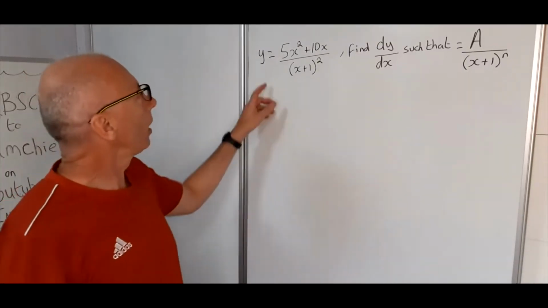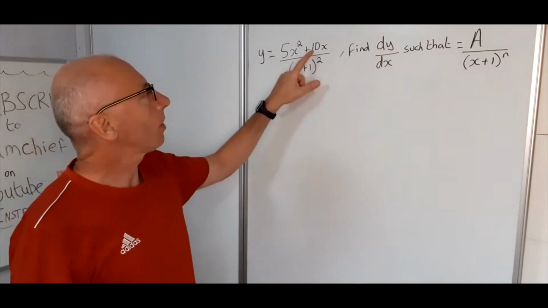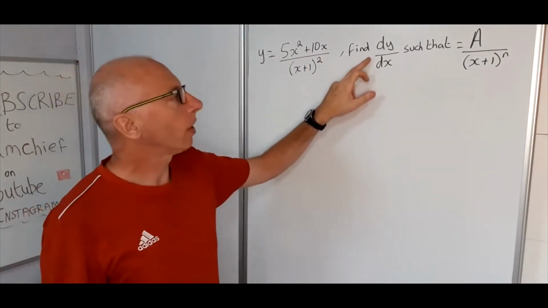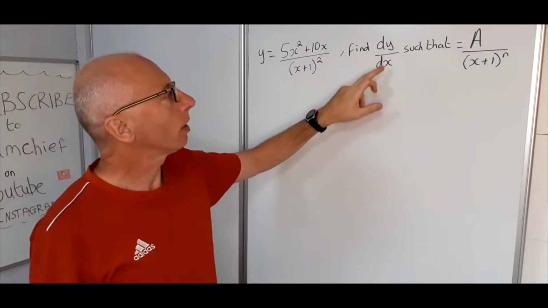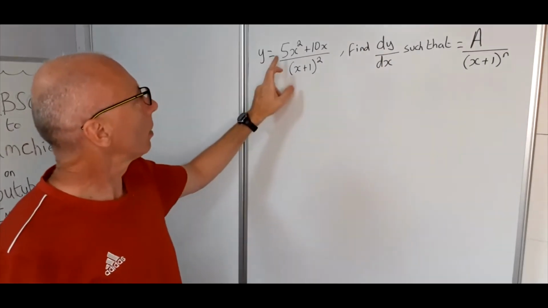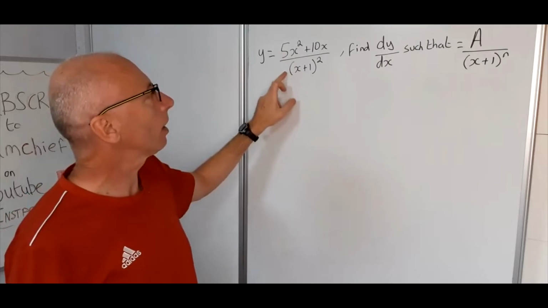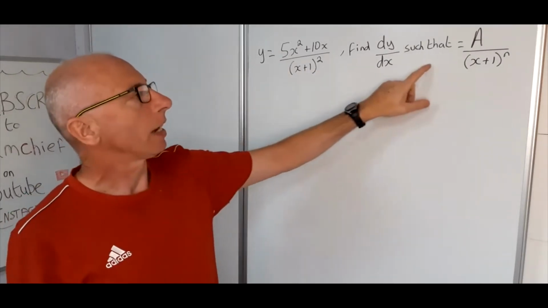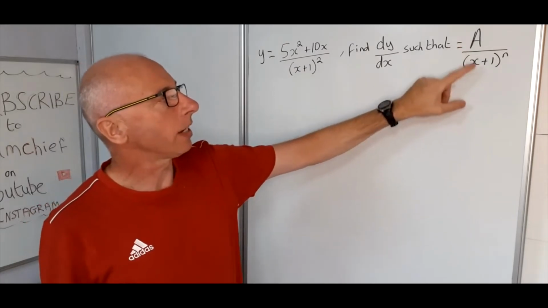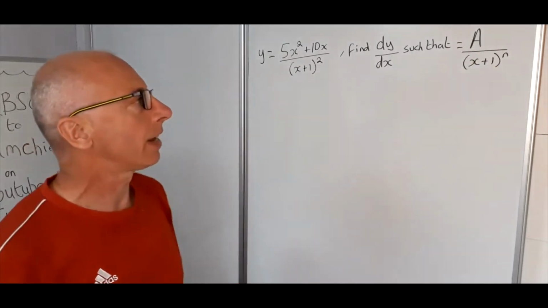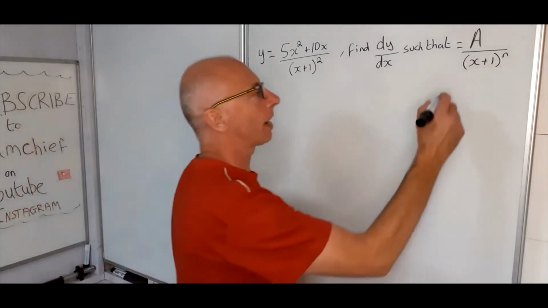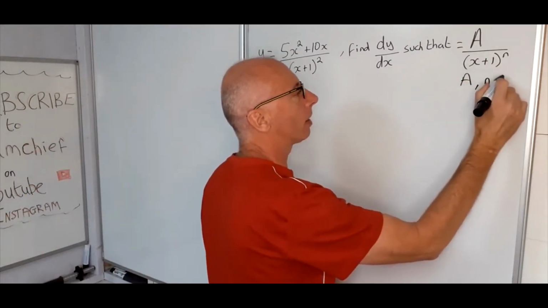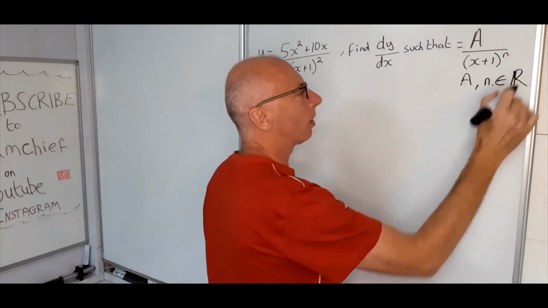Okay, so we've got a question here. y equals (5x squared plus 10x) over (x plus 1) squared, and we're looking to find the derivative of y with respect to x. So as y is this function here, we're going to take the derivative of this with respect to x, such that we get the answer in the form of a over (x plus 1) to the power of n. So we need to find a and n. So let's just write that on here: a and n, and they are going to be real numbers.